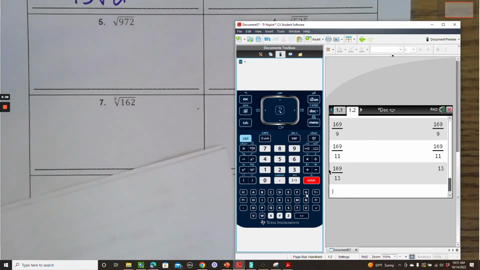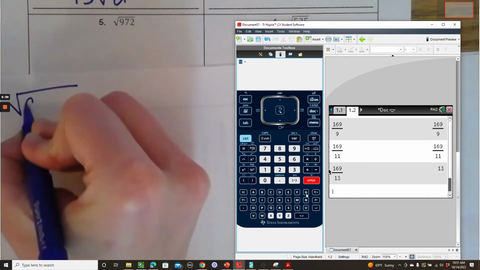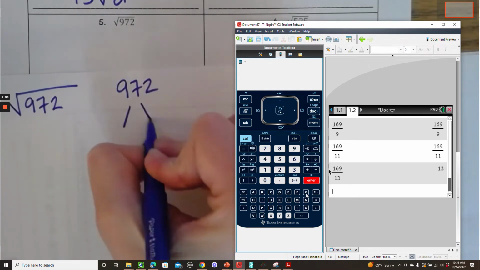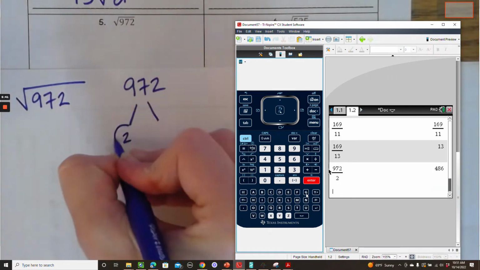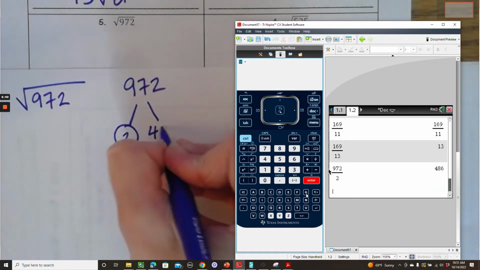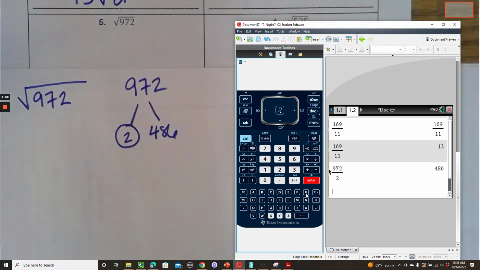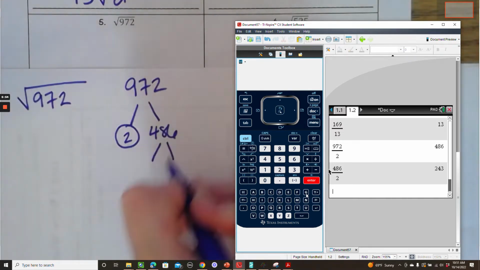All right, number 5. So we've got the square root of 972. So first I'm going to factor it. I love it when they're even because I can just divide it by 2. 2 times 486. Why do you circle 2? Because it's a prime number. That means that one can't be broken down any further. Divided by 2, okay. So I got a 2 and a 243.